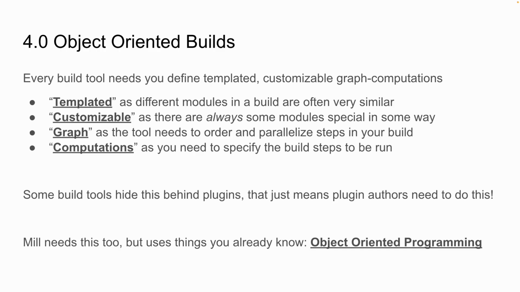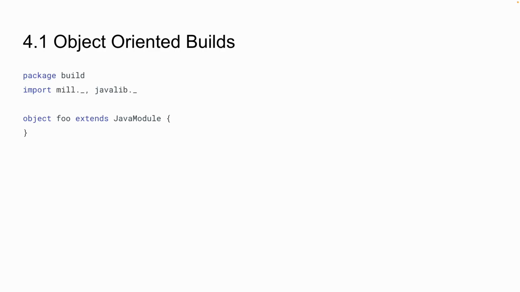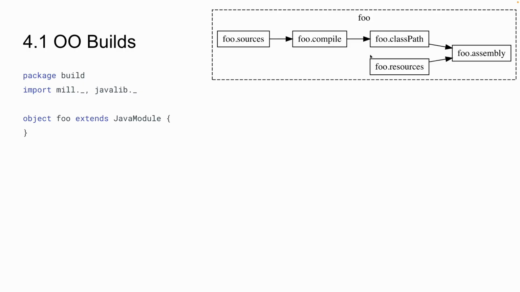And Mill needs to do all the same things too, but the difference here is that Mill is able to reuse concepts that you already know in order to implement this. So when we look at object foo extends Java module, this is literally a Java class that's extended by an object. So when you have a Java class, you get all of its methods. They call each other. So foo.sources gets called by compile, gets called by classpath, gets called by assembly, along with resources. And you already know how this works.